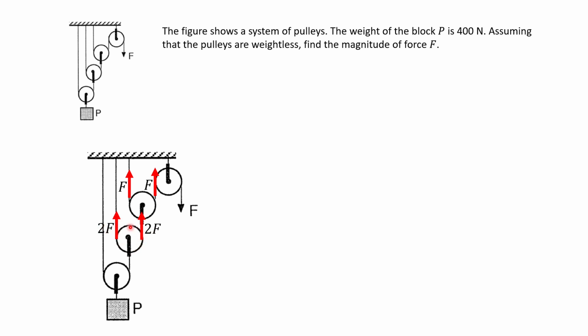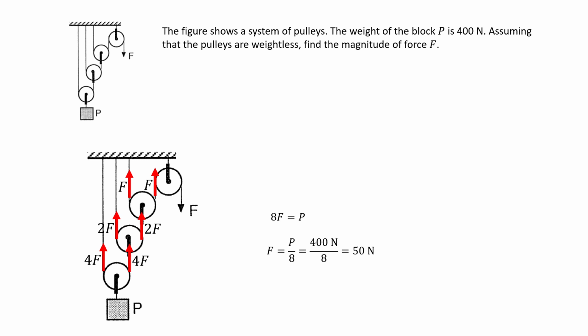Well, now I'm pulling on this pulley by a force of 4F. That means this should be balanced by a tension of 4F here, because again, the pulley is weightless. And it should be uniformly distributed across this rope. So I have 4F and 4F here. So that means 8F has to be equal to the weight of the block P, right? From here we can easily calculate F to be 1/8 of the weight of the block, or 400 newtons divided by 8, which should be equal to 50 newtons.